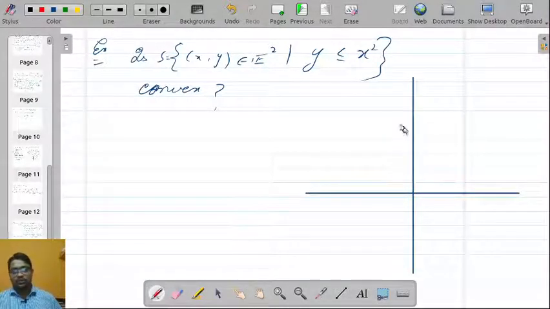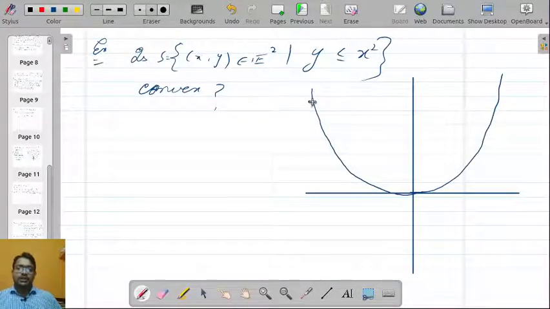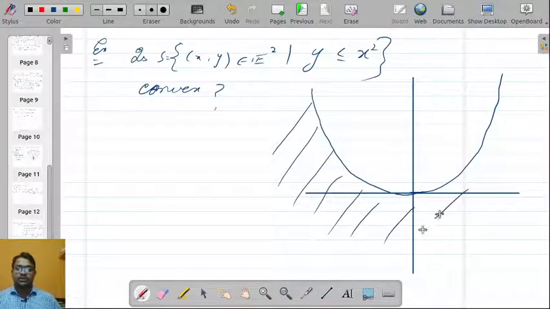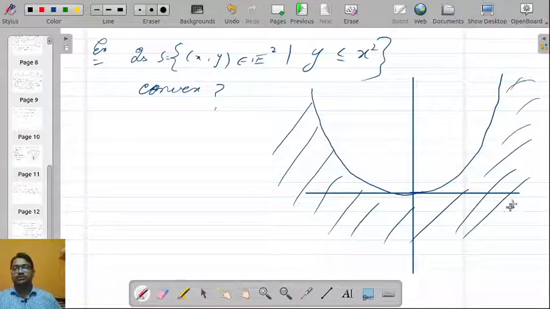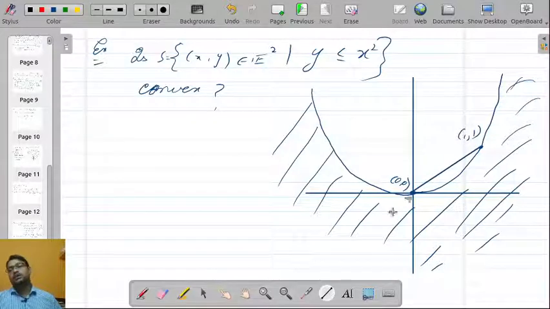We can draw the diagram. The diagram will be a parabola, something like this, y less than or equal to x square. That means it represents this portion of the diagram. So here it's not convex. If you take (0, 0), which is a point in this region, and (1, 1), which is also a point in this region, the line joining (0, 0) and (1, 1) doesn't belong to the set.